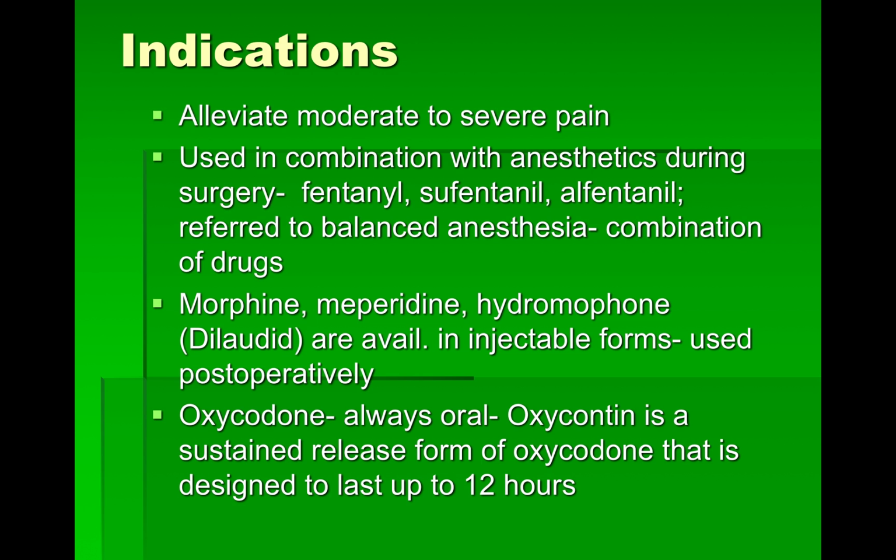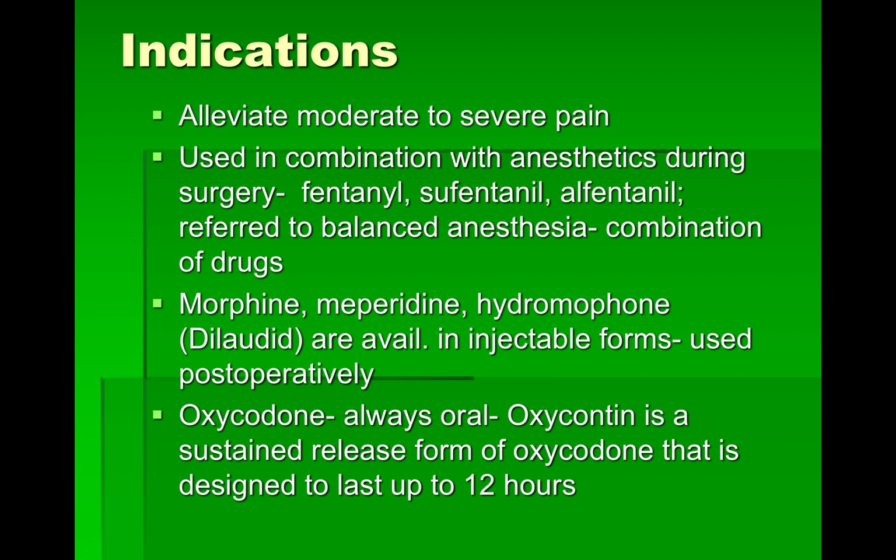Okay, indications for medications like these agonist medications: they're going to alleviate moderate to severe pain. They're used in common with anesthetics during surgery. So we're giving some high-powered anesthesia, but we're also going to give analgesia just to calm the nervous system down, especially if they're cutting somebody open. Some of the more common ones that we use with anesthetics are fentanyl, sufentanil, alfentanil. As you can see, it's almost all the same family, referred to as balanced anesthesia, so it's a combination of drugs.